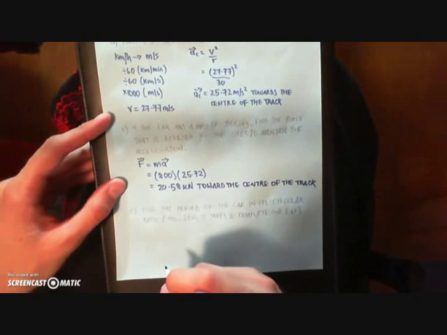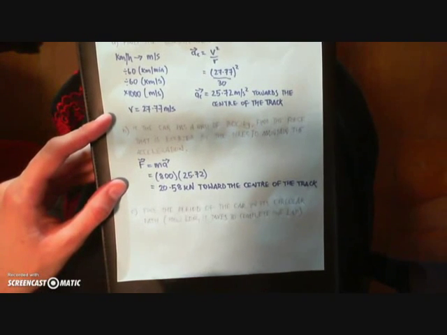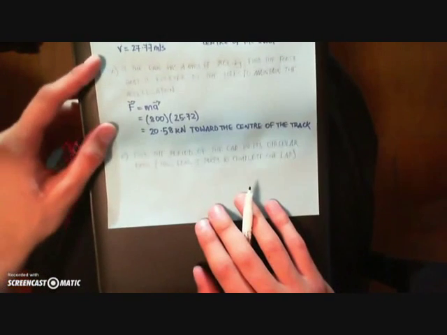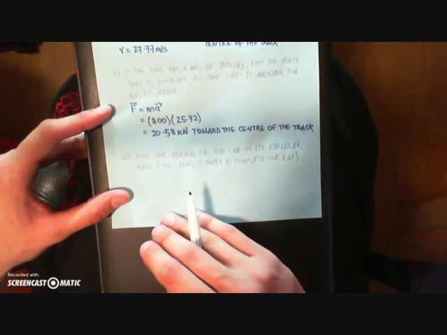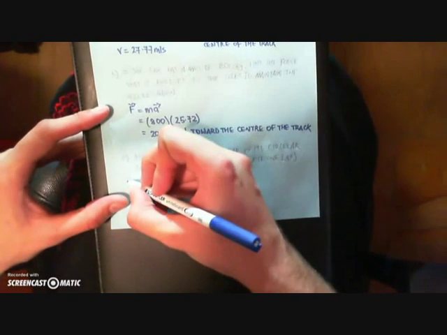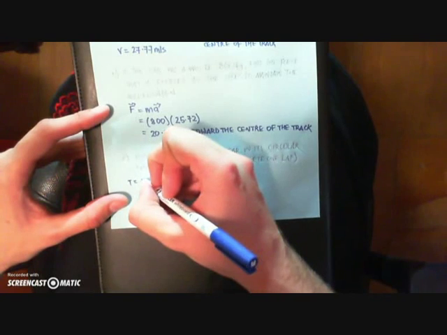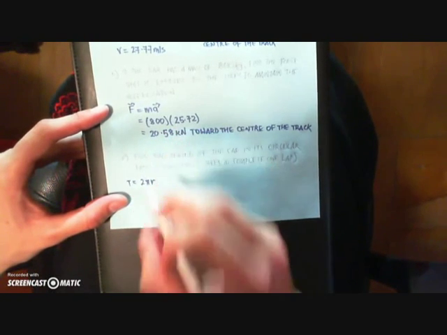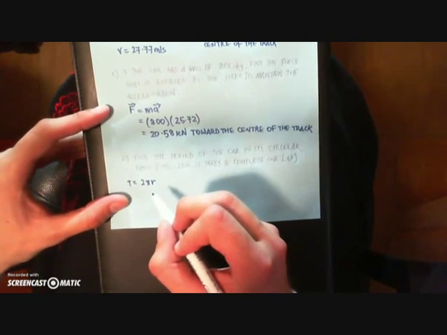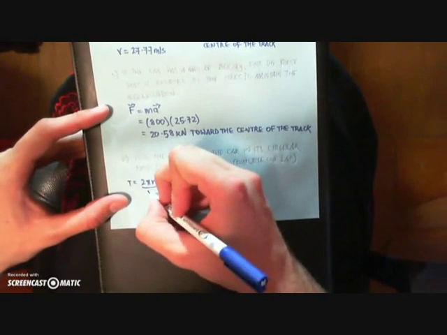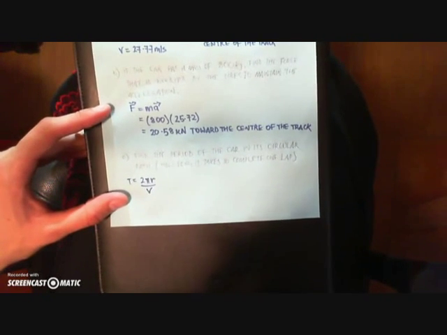Okay. Now, part C. Find the period of the car in its circular path. In this example, it is how long it takes to complete one lap. So we know our formula for the period is 2 pi r, that represents the circumference of the circle, or the distance of the racetrack, one lap, divided by the velocity, the magnitude of velocity. So that's how fast it is going.